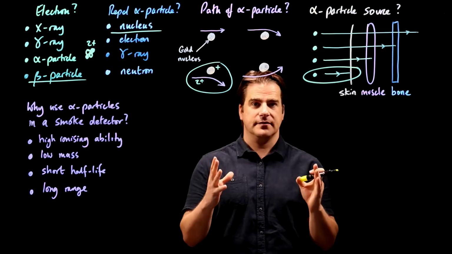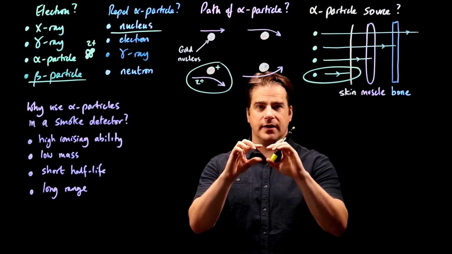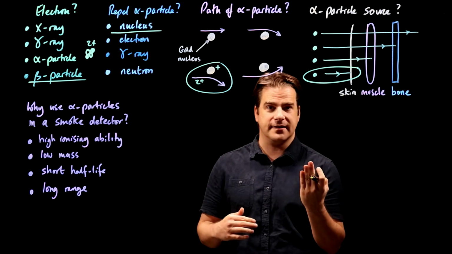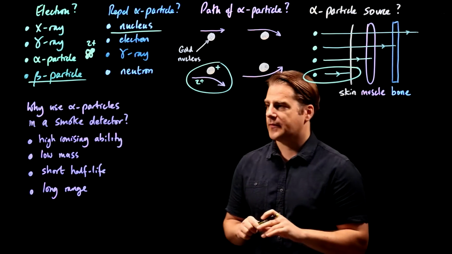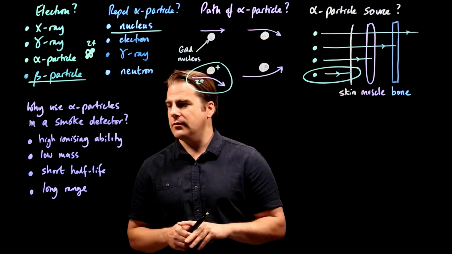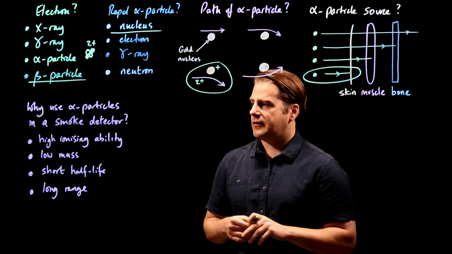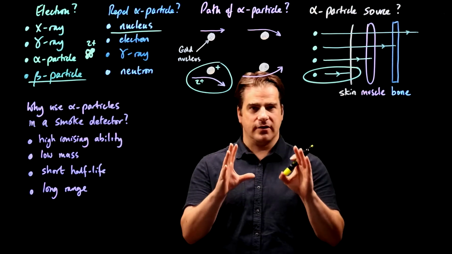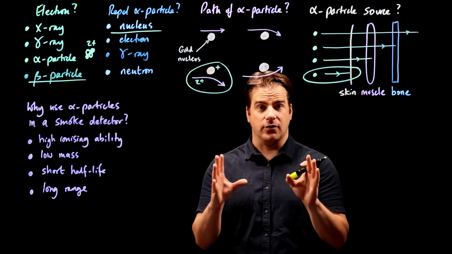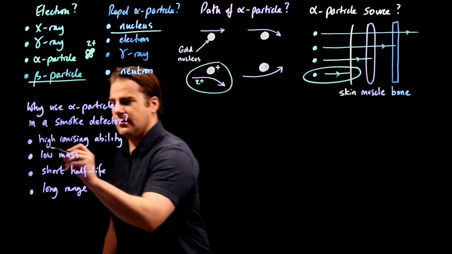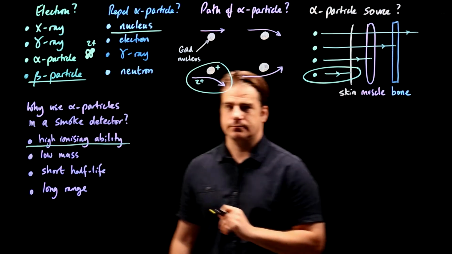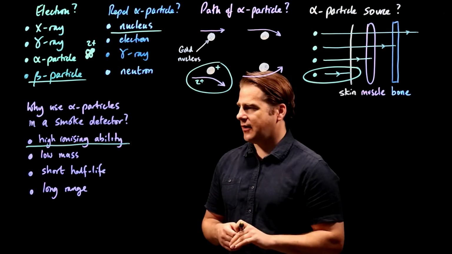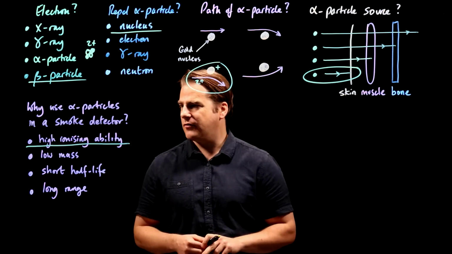When smoke appears, it reduces the number of air particles that are ionized, and therefore the current is reduced, and the detector detects this and sets off the alarm. So alpha particles, or whatever you use in a smoke detector that works this way, has to have a good ionizing ability. So it must be that one, okay? Low mass, what does it even mean? Don't know. Short half-life.